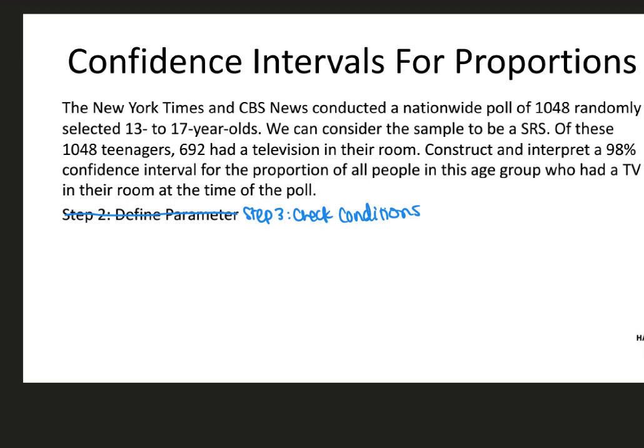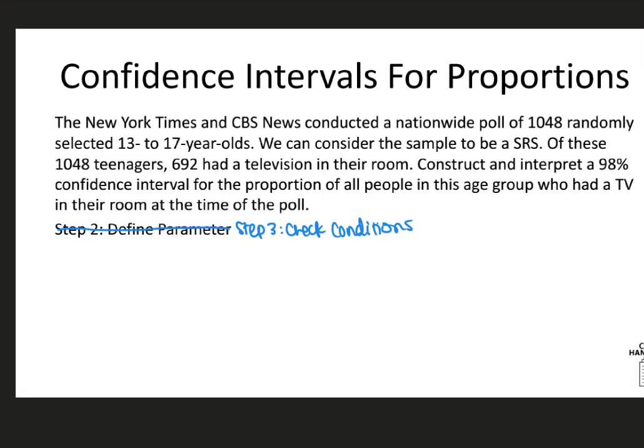All right, so now we have step three. We're going to check our conditions. Our three conditions start with the independence condition. So big N, we need to figure out what is big N. Well, we know our sample is 1,048 teenagers, which means that big N is all teenagers aged 13 to 17 years old, and it needs to be greater than or equal to 10 times our sample. So 10 times 1048. Make sure you're using our actual sample size, not the number of teens who had a television in their room. We want the whole entire sample. So that's 10,480. It's definitely reasonable to assume that there are more than 10,480 teenagers.